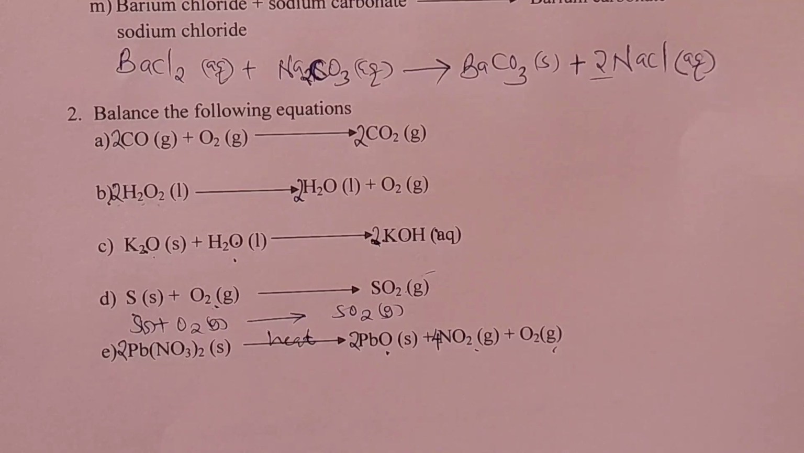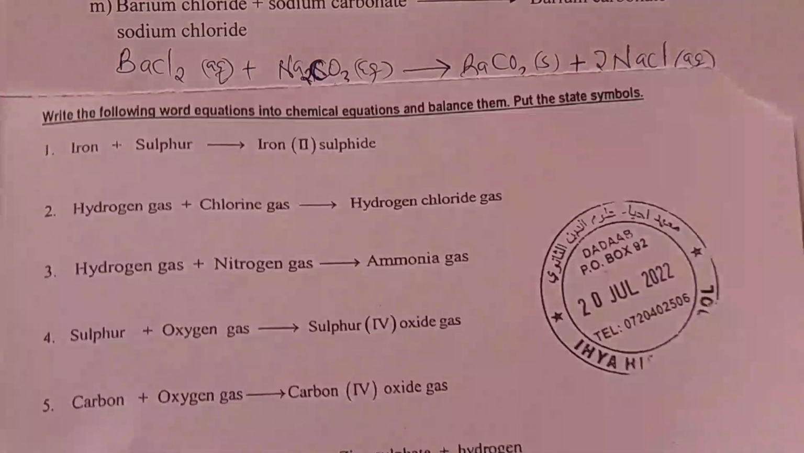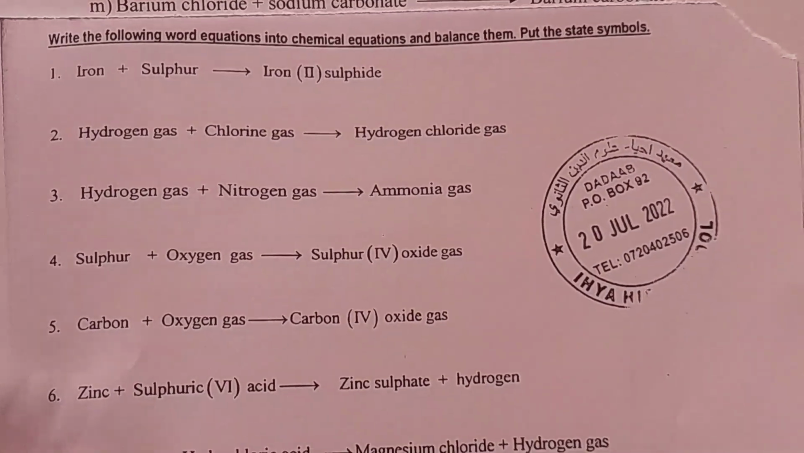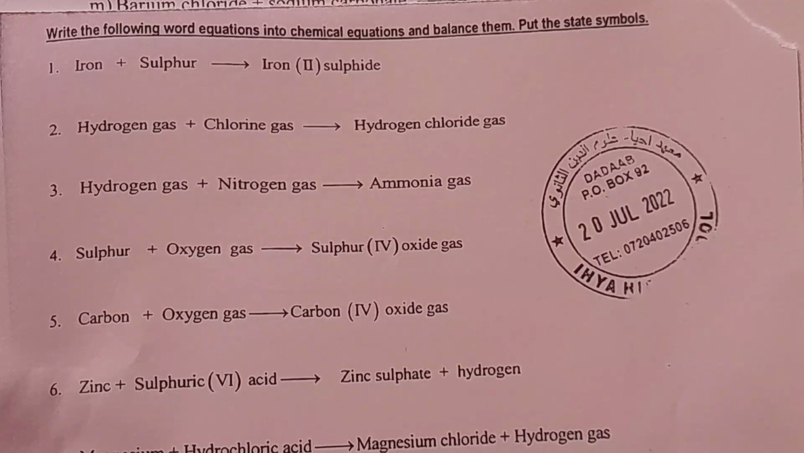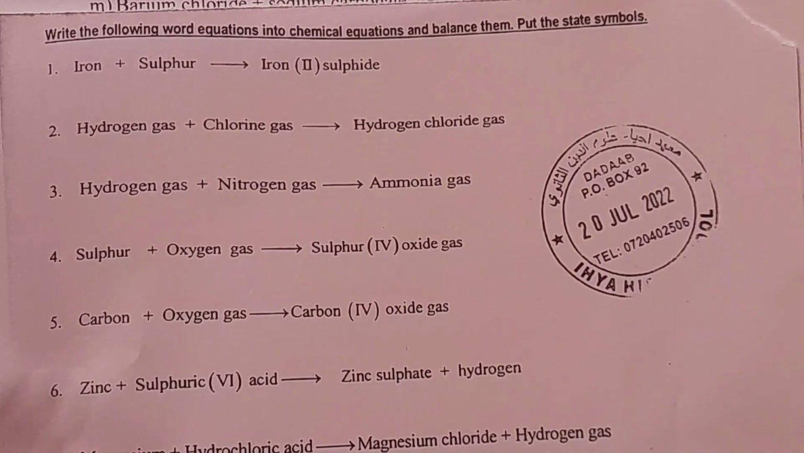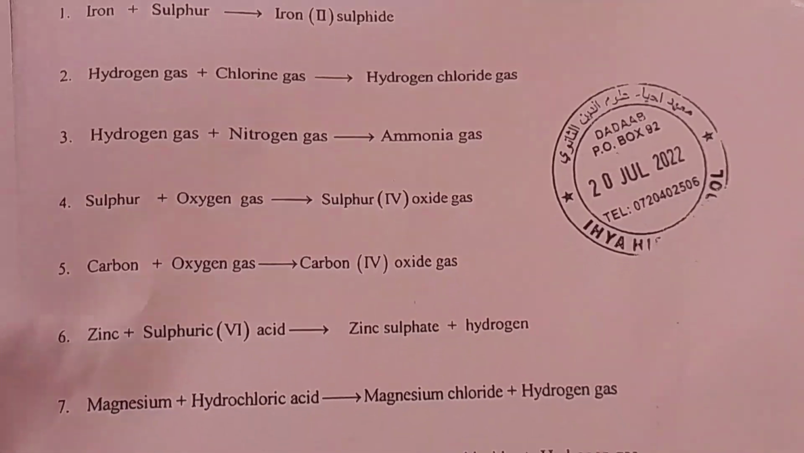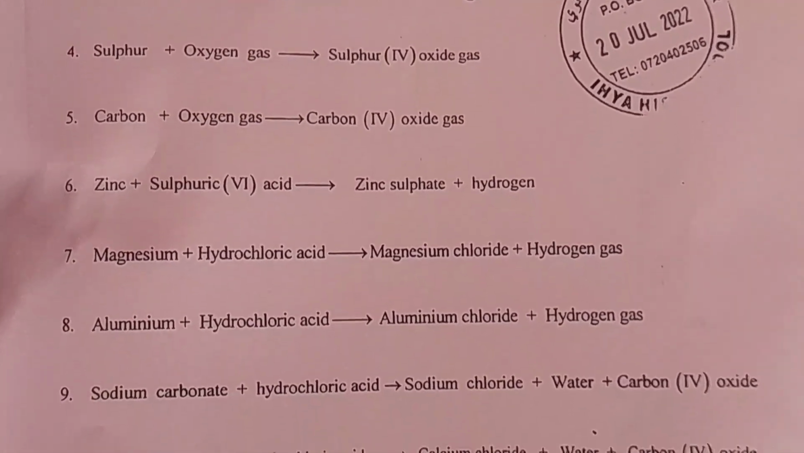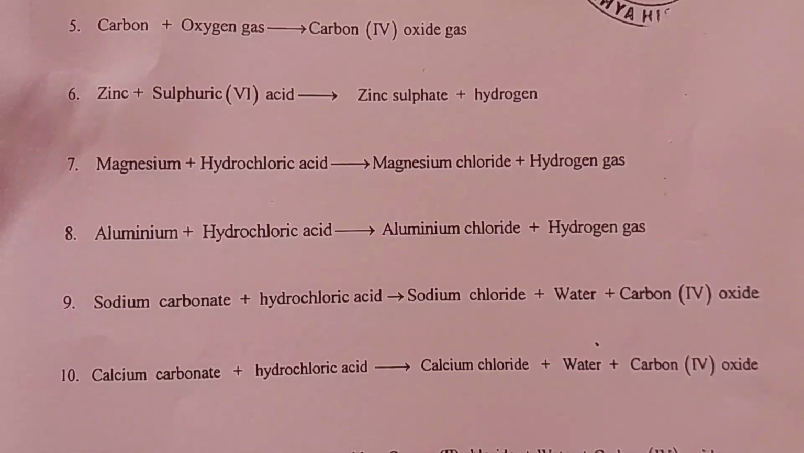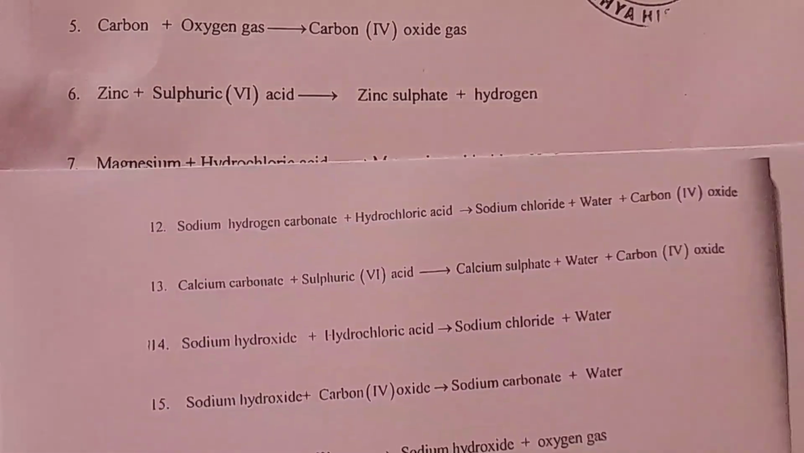That means you are supposed to try to attempt the following. You are told to write the following word equations into chemical equations and balance them. Then you are told to put the chemical state or the state symbols. We are going to go up to question number 10. Thereafter, you have been given the word equation, and you are supposed to put it in a chemical equation.